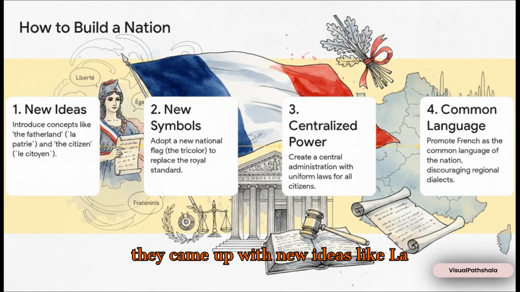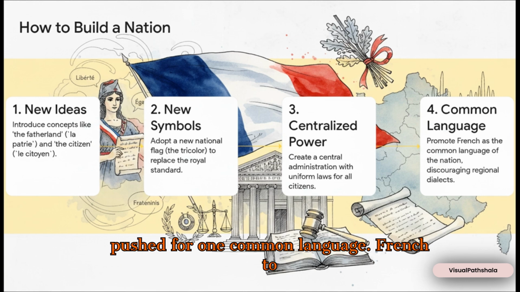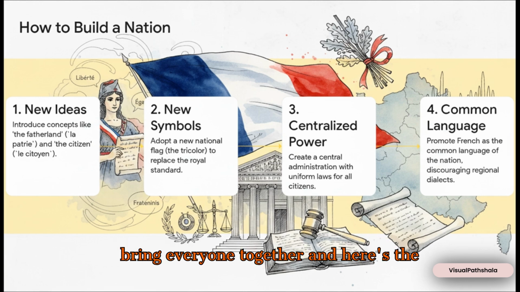They came up with new ideas, like la patrie, the fatherland, to make people feel like the land was theirs, not just the king's. They introduced the idea of le citoyen, the citizen, which meant everyone had a stake in the game. They created a new flag, the tricolor, to replace the old royal symbols. They created one set of laws for everyone and pushed for one common language, French, to bring everyone together.